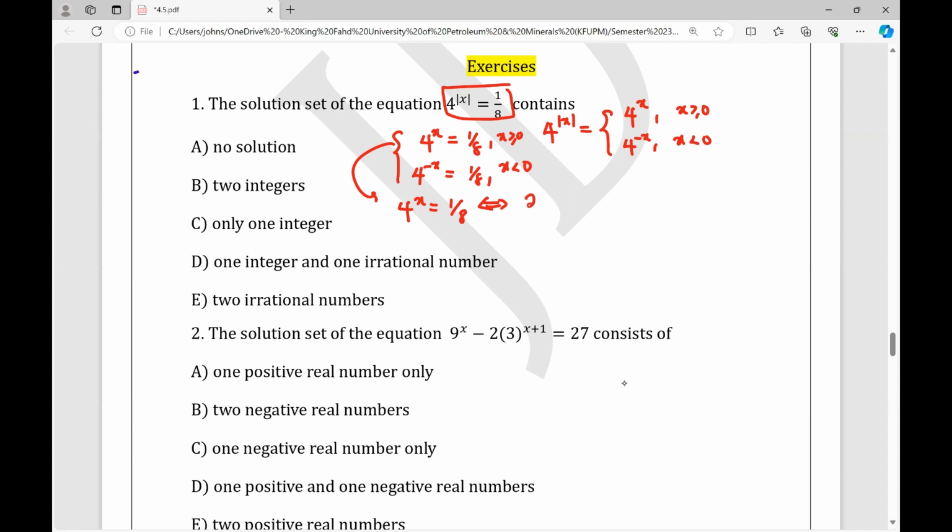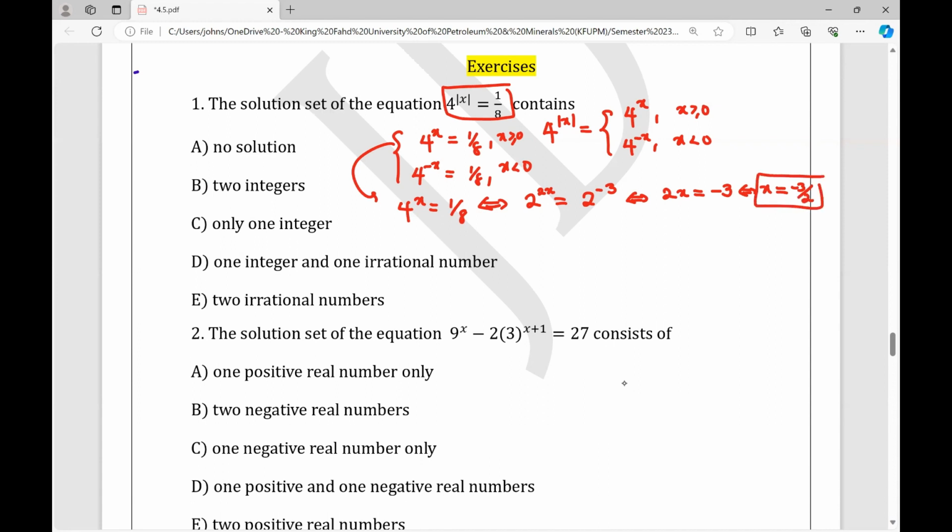This is 2 to the power 2x, right? Equals, we can write 1 over 8 as 2 to the power minus 3, right? And what does it mean? This means that we can drop the base. So you go with 2x equals minus 3, and this means that x is equal to minus 3 over 2, right?